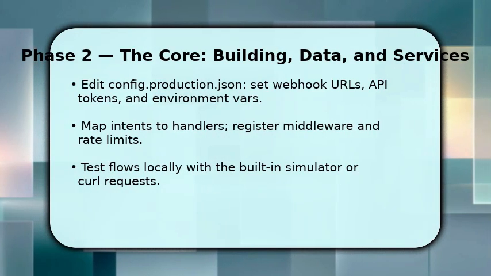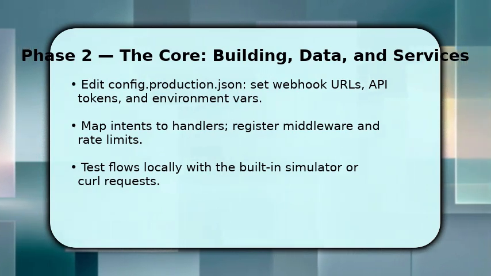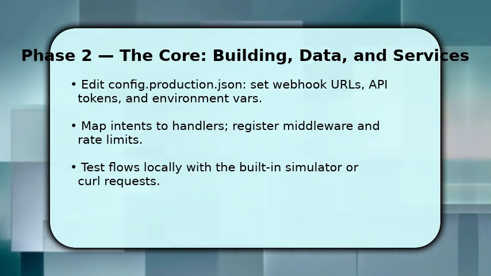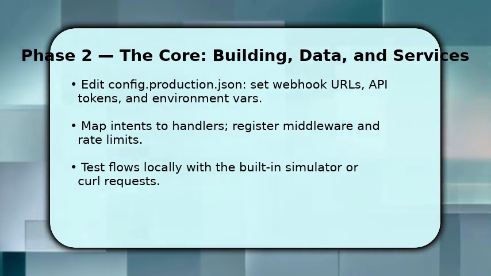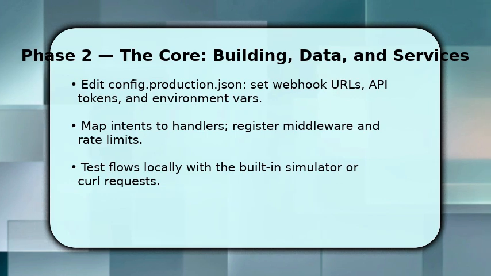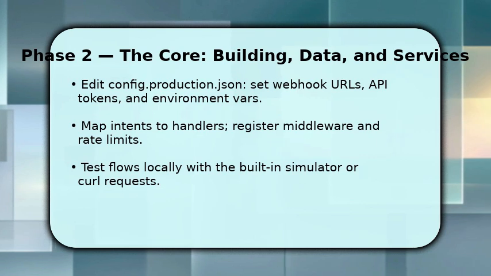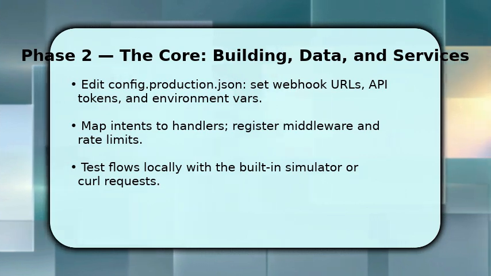Now you configure the internal workflows that make OnlyWay work. You will edit the production config to add webhook endpoints, API tokens, and any environment variables. This tells Ghost where to send events. Then map user intents to handler scripts and register middleware for validation and rate limiting, so requests stay stable.